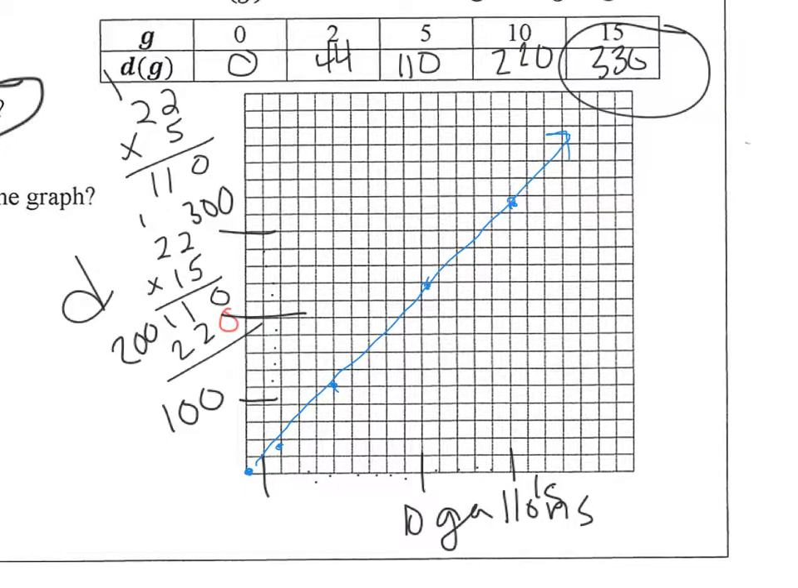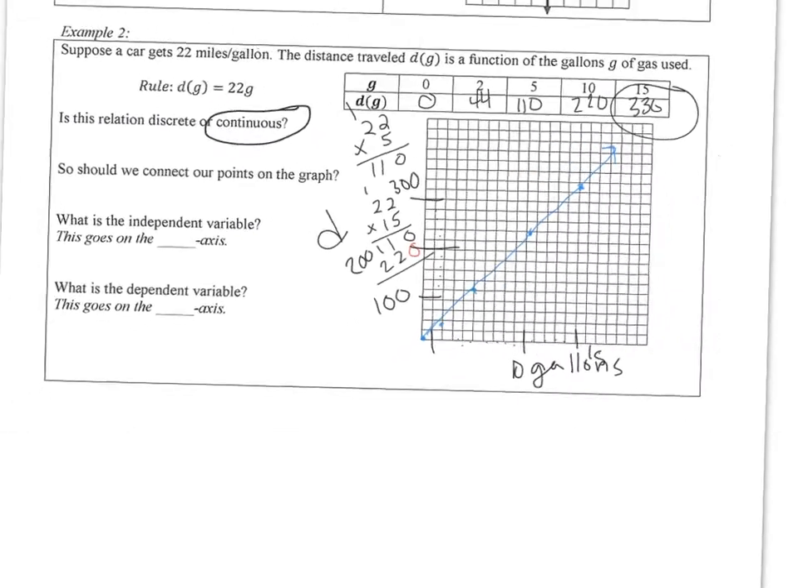distance traveled. I don't want to connect it all the way this way because that would infer that it's negative gallons and a negative distance. So I'm just going to start it at 0 right here. And then make sure I answer the questions.